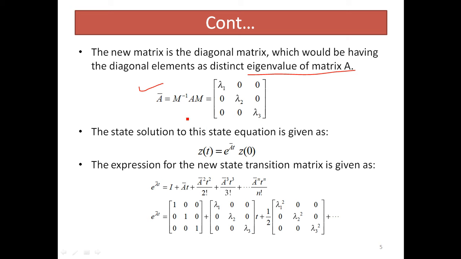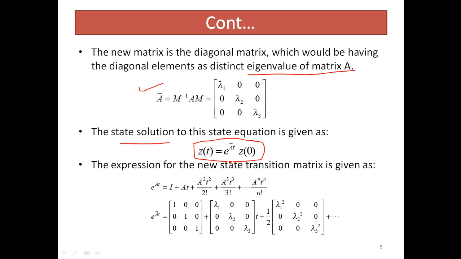So its solution would be z t equal to e raised to A bar t times z 0, similarly as in the case of x t equal to e raised to A t times x 0. So this is the solution.